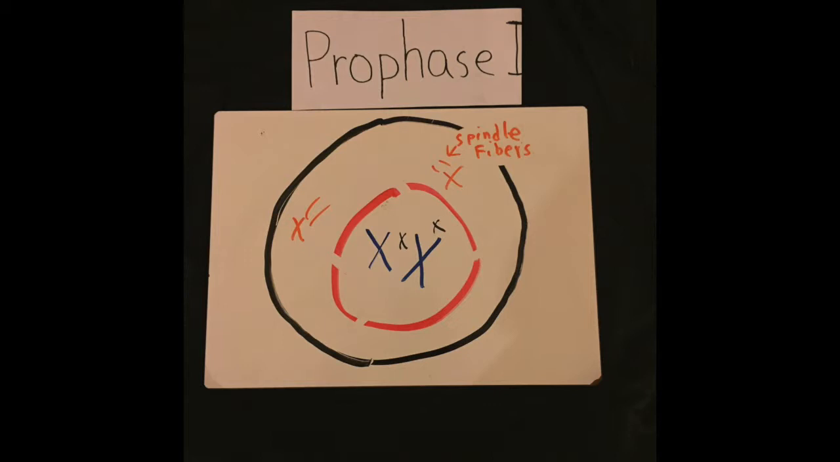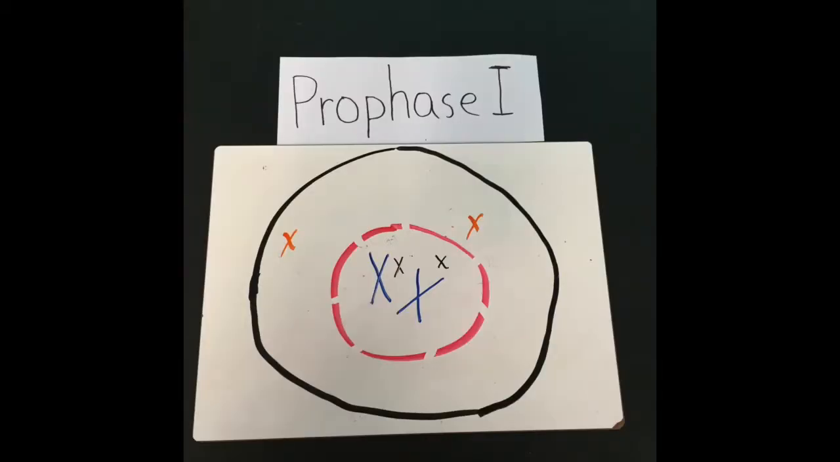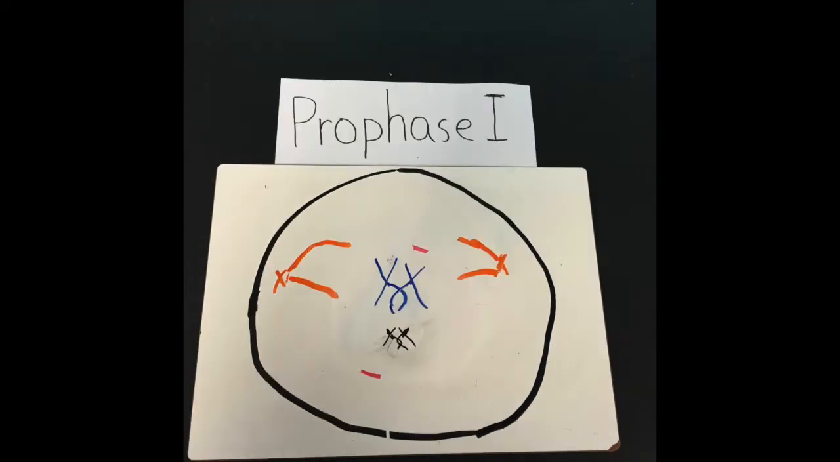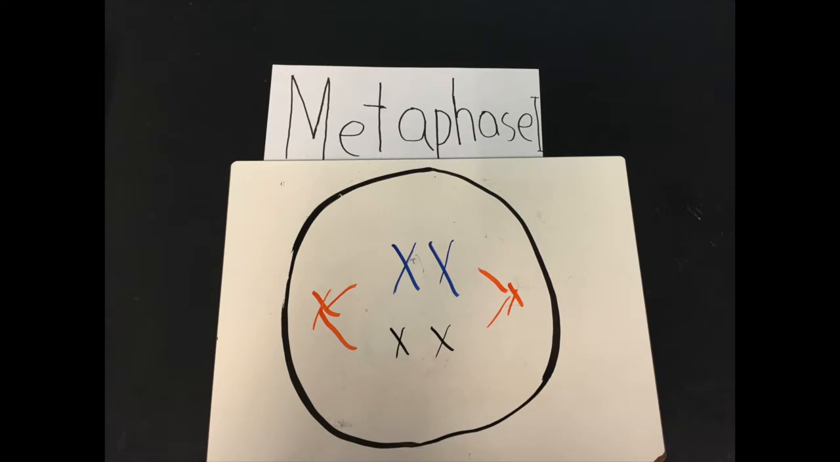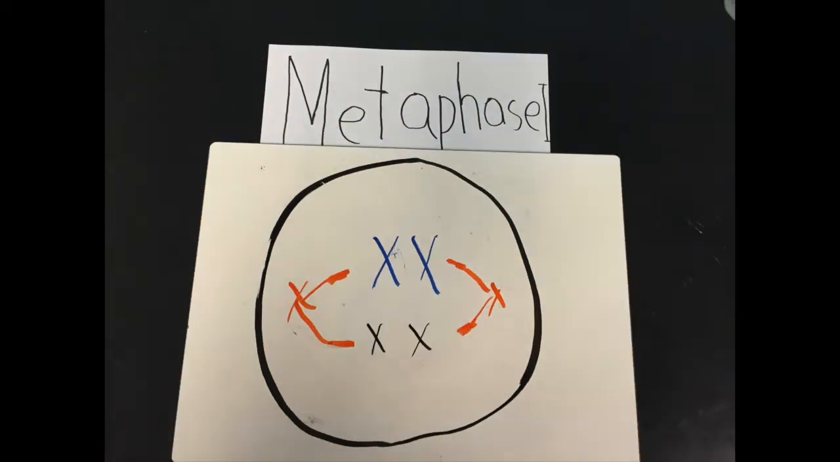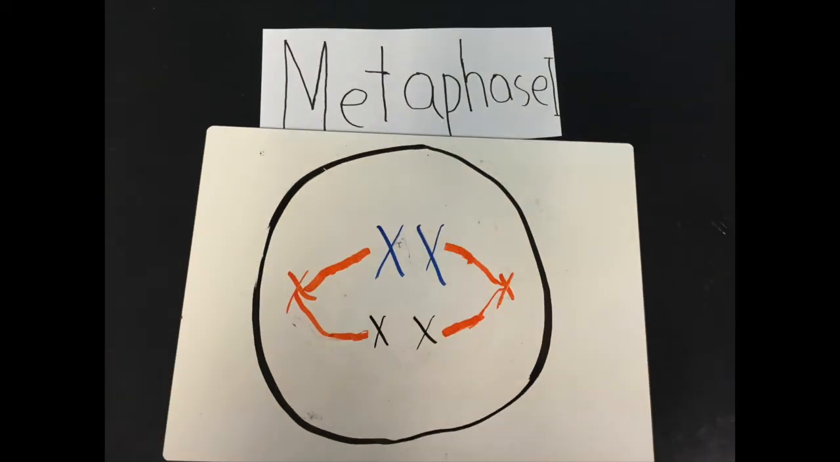During prophase 1, spindle fibers first start to appear. The nuclear membrane starts to dissipate around the chromosomes while the spindle fibers still grow. During late prophase 1, the chromosomes start to move closer to the center. The next step of meiosis is metaphase 1. The spindle fibers grow toward the center of the cell, eventually connecting to the centromeres of the chromosomes.